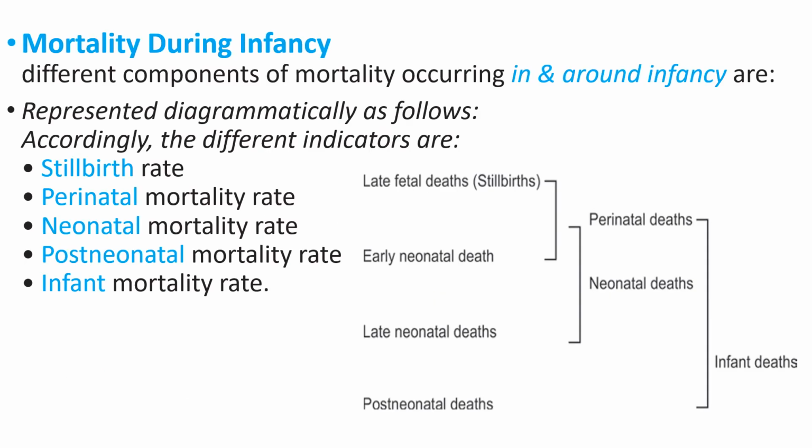Mortality during infancy. Different components of mortality occurring in and around infancy are represented diagrammatically as follows. These are the infant deaths on your right side. They are either perinatal deaths or neonatal deaths. Perinatal deaths include late fetal deaths, stillbirths, and early neonatal deaths; neonatal deaths include early and late neonatal deaths; then post-neonatal deaths. So they are stillbirth rate, perinatal mortality rate, neonatal mortality rate, post-neonatal mortality rate, and infant mortality rate.